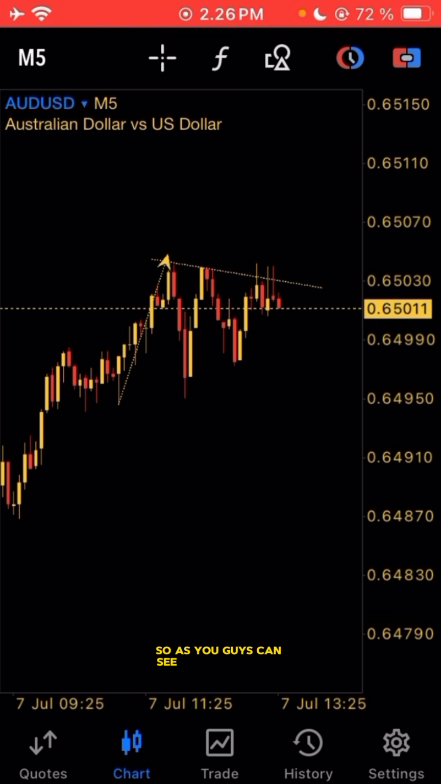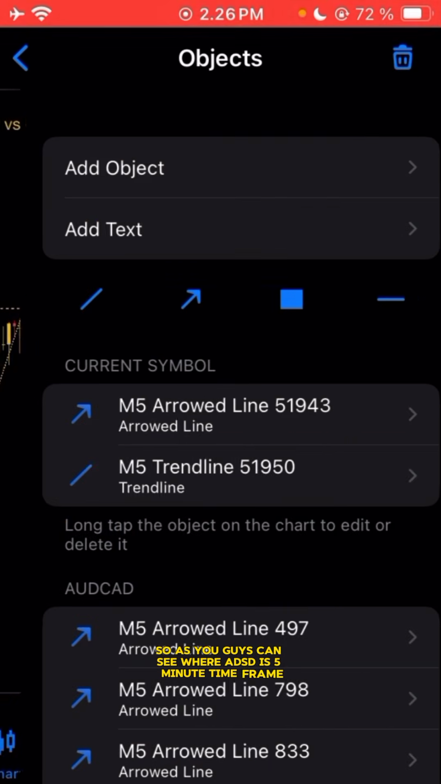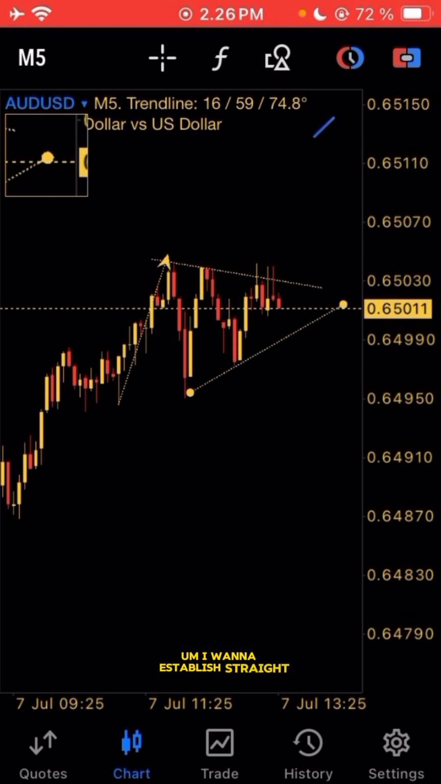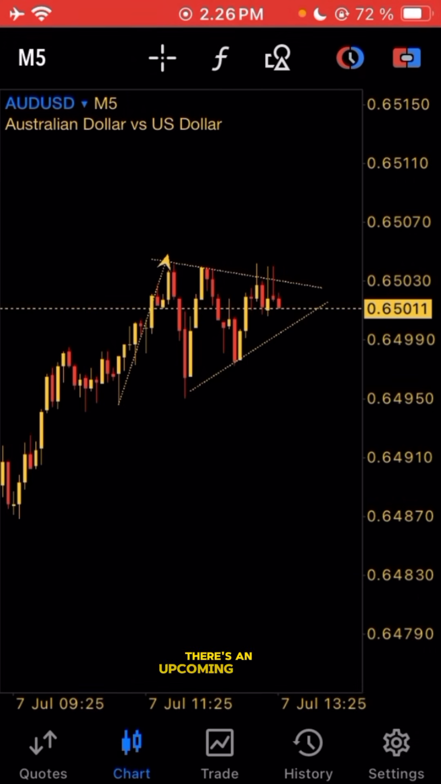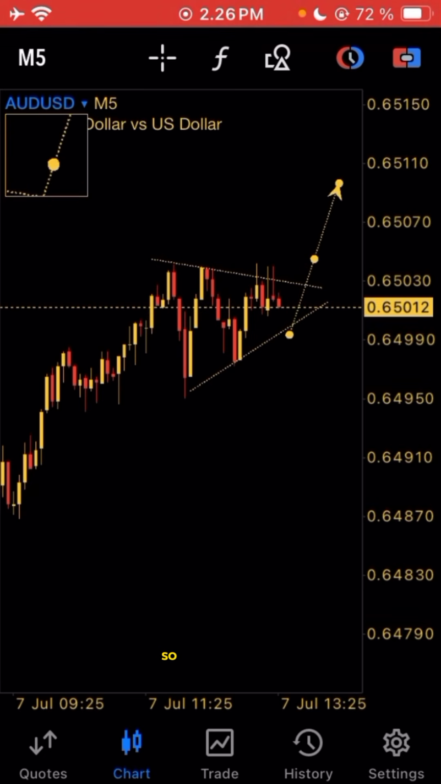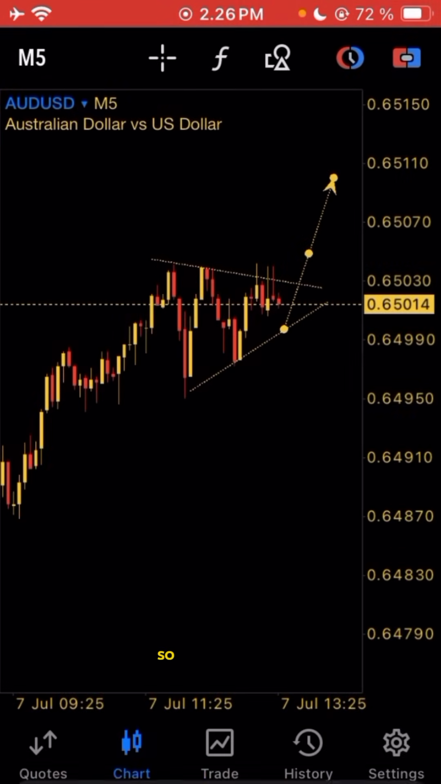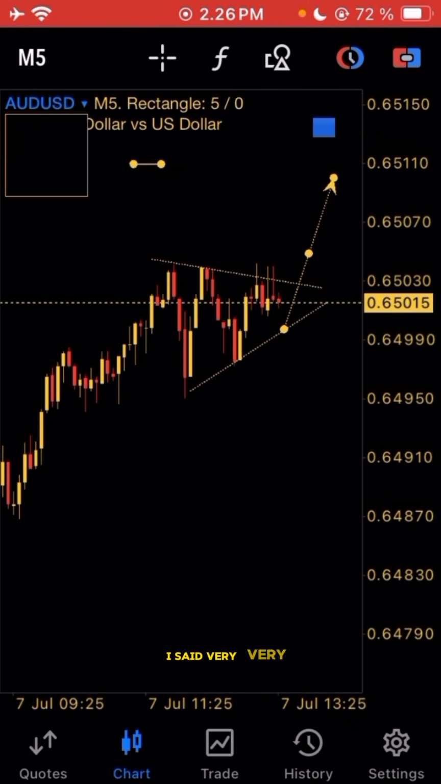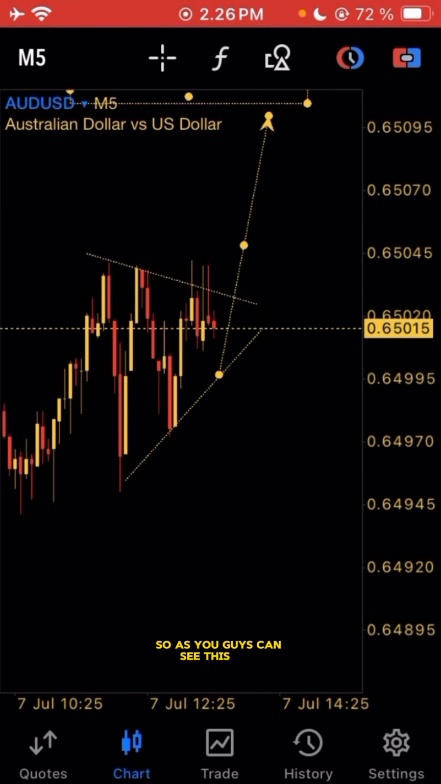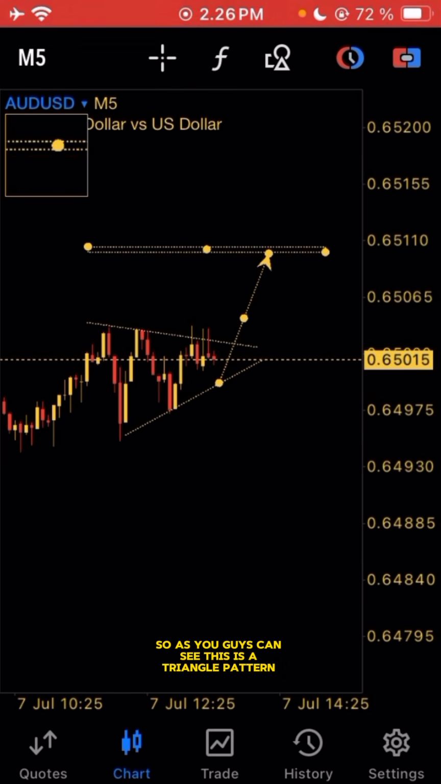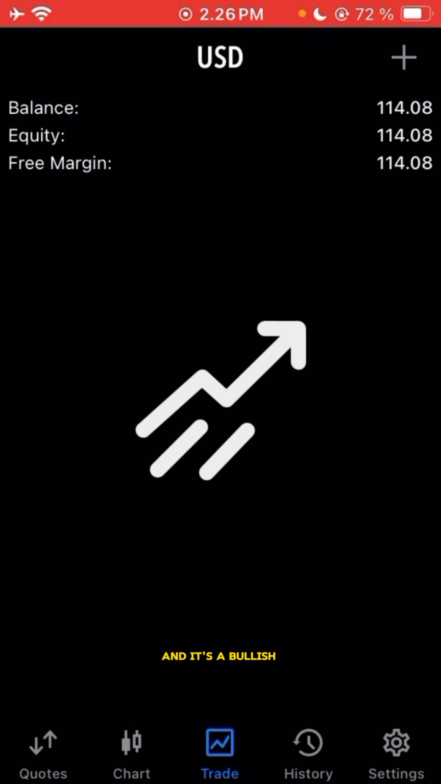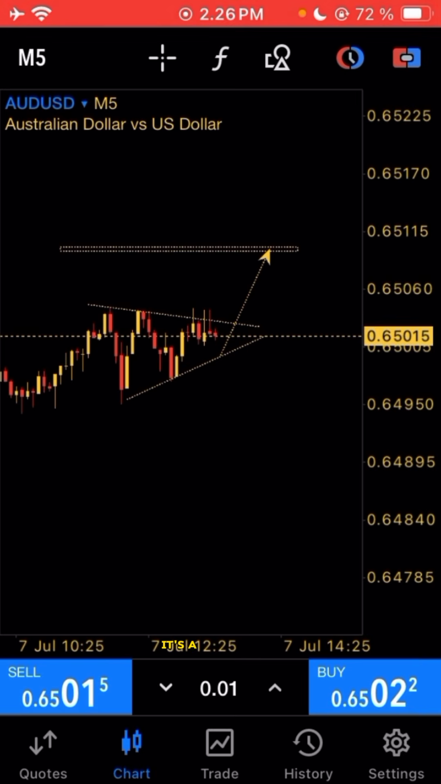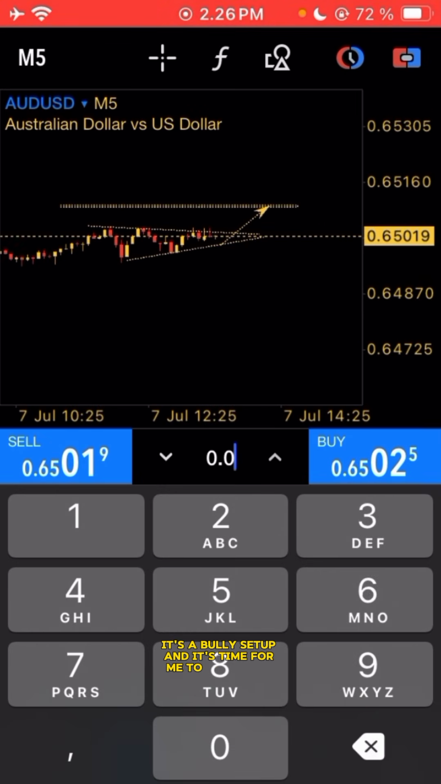So as you guys can see, we're in AUDUSD. This is a 5-minute time frame. I want to scalp this trade because there's an upcoming event, but it's not high impact, so I will need to utilize that setup very nicely. This is a triangle pattern right here, and it's a bullish setup. It's time for me to take that trade.